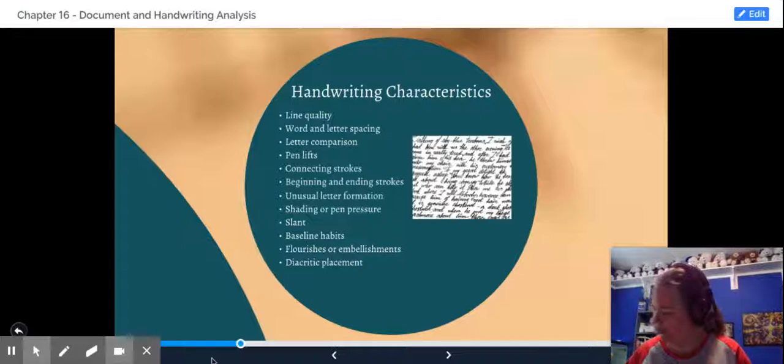Pen lifts and separations. How do they form new words? How do they lift their pens up? Spacing, stuff like that. Connecting strokes. How do the capital letters connect to the lowercase letters? Shading and pen pressure. Beginning and ending strokes.